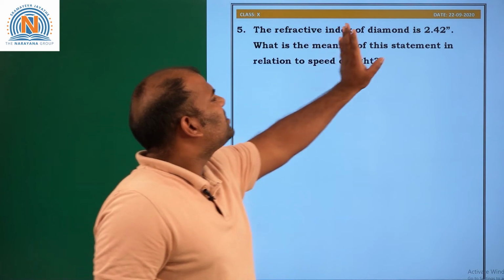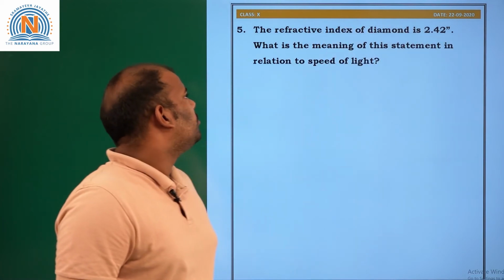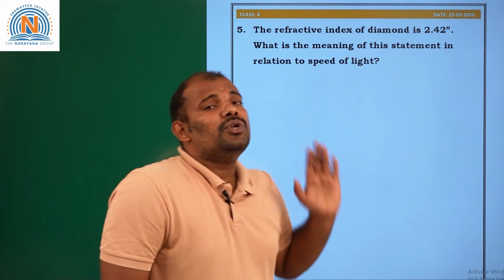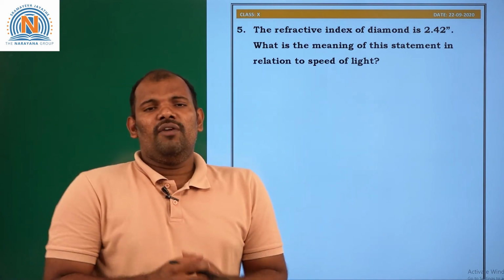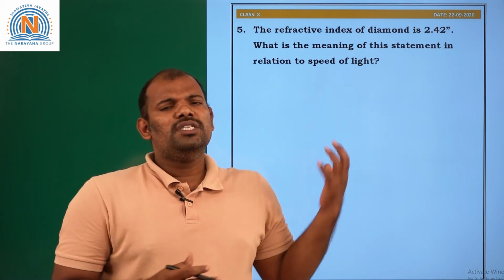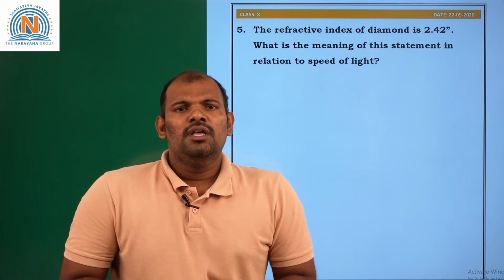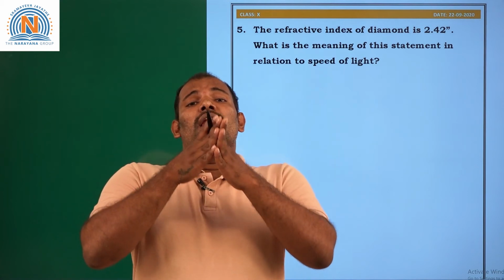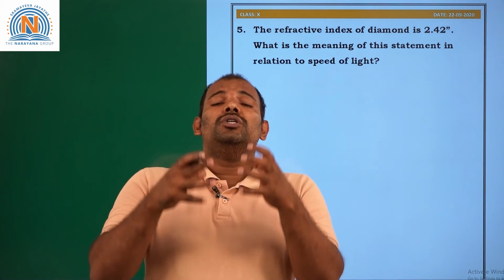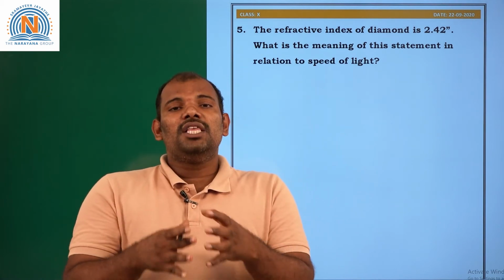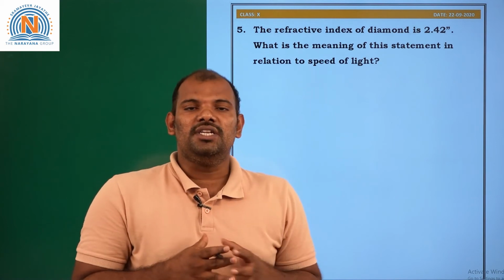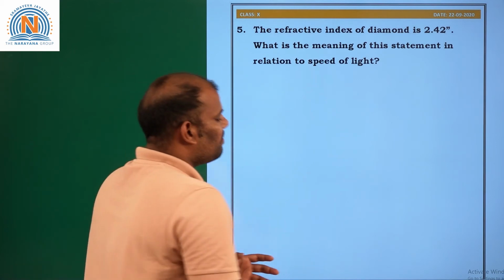The refractive index of diamond is 2.42. What is the meaning of this statement in relation to the speed of light? Refractive index of diamond is 2.42. What is the meaning of this? The velocity of light in vacuum is 2.42 times more than the speed of light in diamond. This is the meaning of that statement. Okay, question number 6.